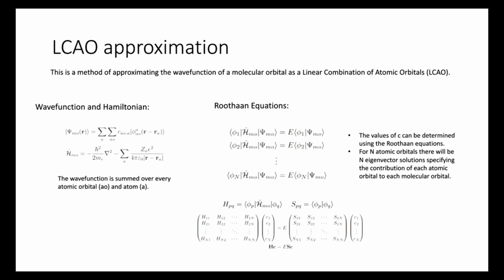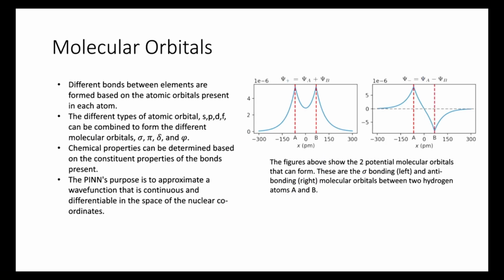So each of the eigenvectors corresponds to a different molecular orbital. And these molecular orbitals come in different types that are similar to the s, p, d, and f atomic orbitals, and they are known as the sigma, pi, delta, and phi molecular orbitals. Learning the shape of these molecular orbitals in molecules and how they interact together is important as they determine many of the chemical properties that we see.